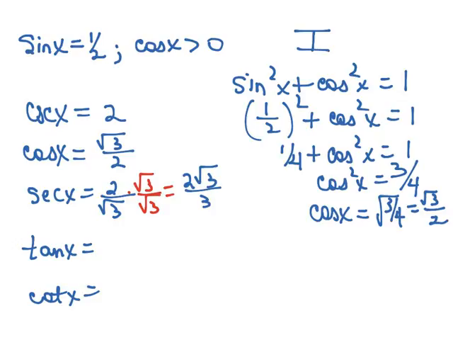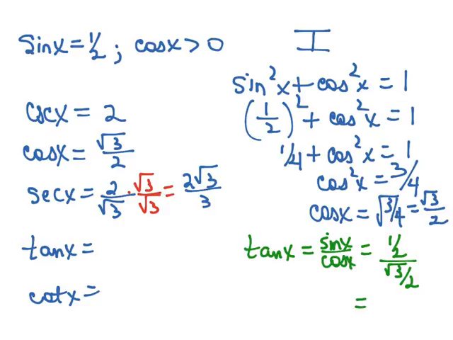Tangent is equal to sine divided by cosine. That's one of our quotient identities. So our sine was equal to a half. Our cosine was equal to the square root of 3 over 2. So if we flip and multiply, 1/2 times 2 over the square root of 3, the 2's would cancel and we would end up with 1 over the square root of 3, which again, let's rationalize. And we're going to end up with the square root of 3 over 3.